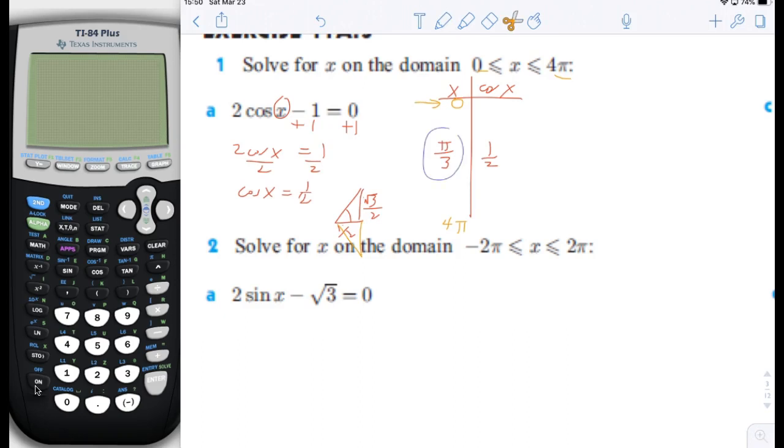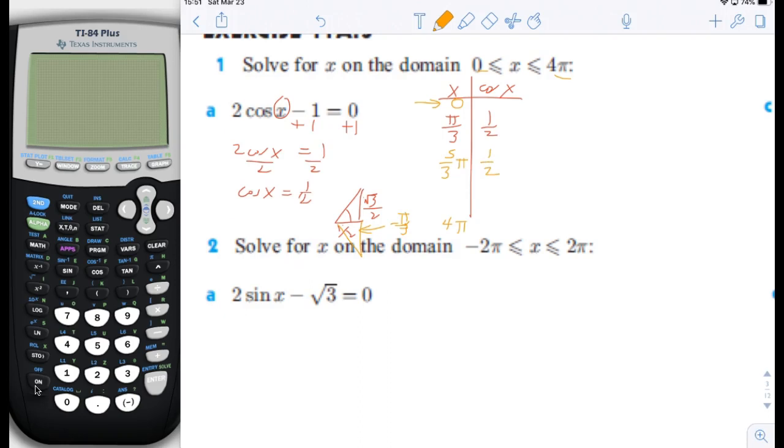So let's look for bigger numbers, not smaller than pi over 3. What about this angle here, which is negative pi over 3? What if we add 2 pi to that? That would be adding 6/3 pi to that. 6/3 pi minus 1/3 pi is 5/3 pi. So that's another possible solution. That also gives us a cosine of 1/2.